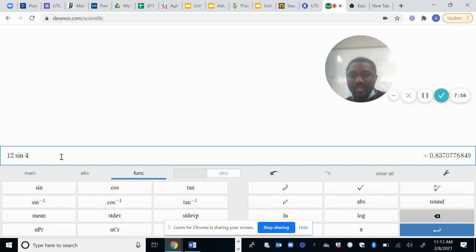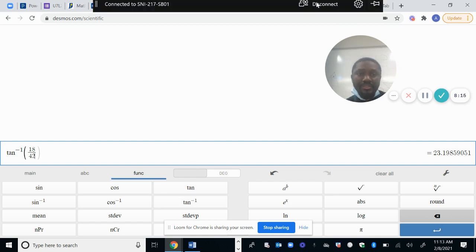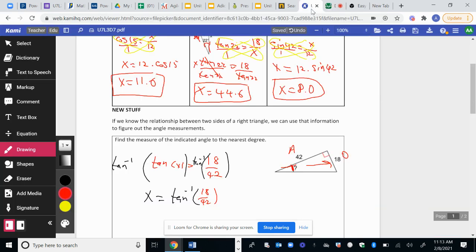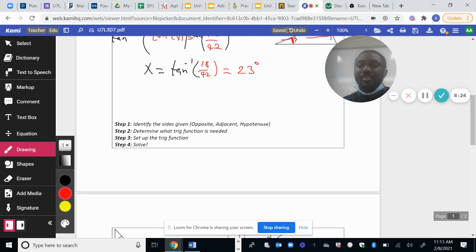Okay, so I'm going to write. You have to click on function. Then I'm going to write tan inverse of 18 divided by 42. You see, it gives me 23.19, so 23.2 degrees. I can just stop at 23. So this is going to give me 23 degrees. So it's the same thing we're going to do: first of all, identify the sides given, determine what trig function to use, set up your trig function, and solve.